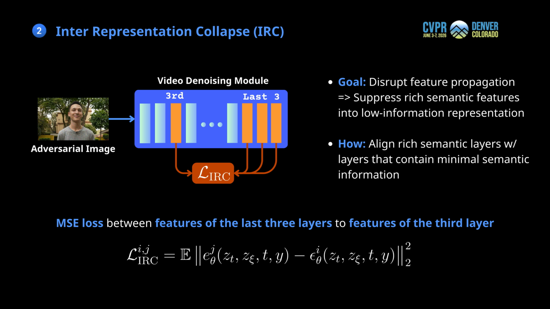Next is inter-representation collapse, or IRC. Our layer analysis shows that early layers carry little semantic information, while deeper layers encode identity, structure, and texture. IRC disrupts this propagation inside the video denoising module. Specifically, we align features from the last three layers to the third layer using an MSE loss. Intuitively, we force deep semantic features to behave like early low-information features, weakening identity preservation and temporal coherence.